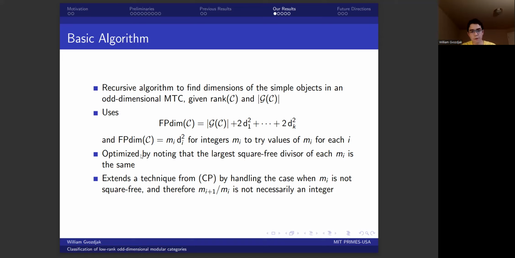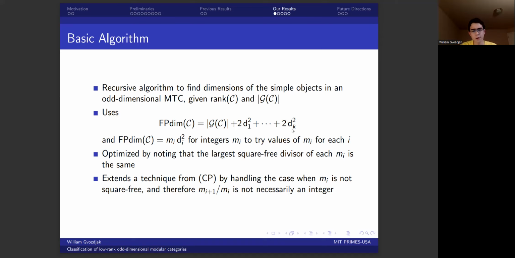Well, it used the equation for the Frobenius-Perron dimension of the category C as a whole. So we know that the FPDIM of C is the sum of the squares of the FPDIMs of all of the simple objects inside of our category. So this first term, the order of our group G of C, comes from all of the invertible objects in our category because they all have FPDIM 1. And then because we know our MTC is also odd dimensional, we know that it's maximally non-self-dual, as I said earlier, which means that we can pair up all of the remaining dimensions. So that's where all these coefficients of 2 come from.